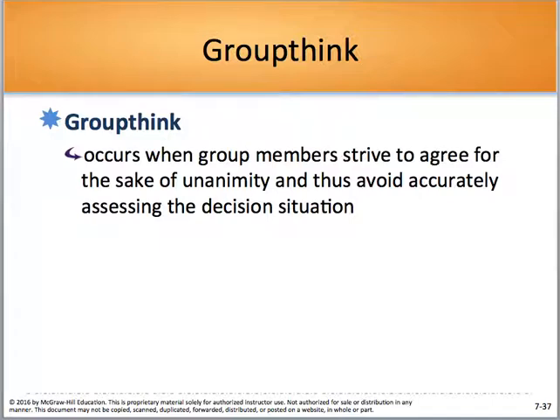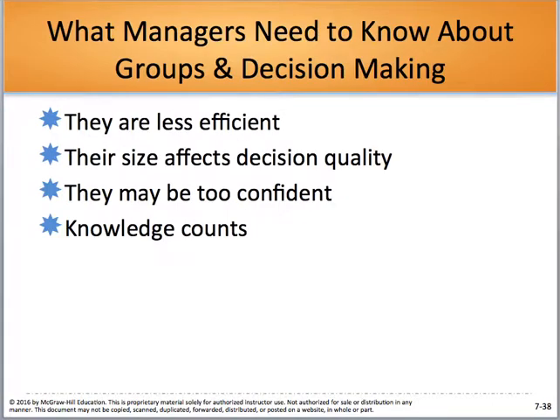You want to be unanimous, right? I'm tongue-tied today. And so you avoid really assessing the decision. You just put your head in the sand. That's groupthink, as I've already discussed earlier. And then what you need to know about groups and decision making is that they can be very, very inefficient. They're definitely less efficient.